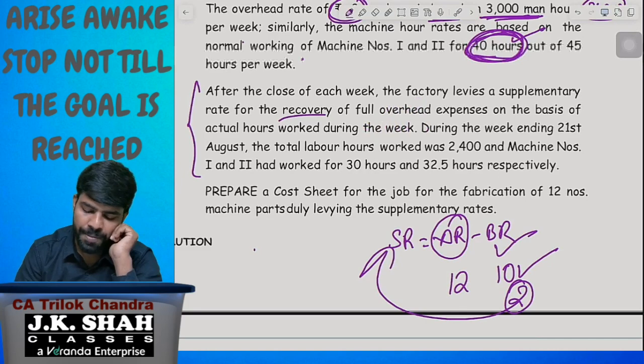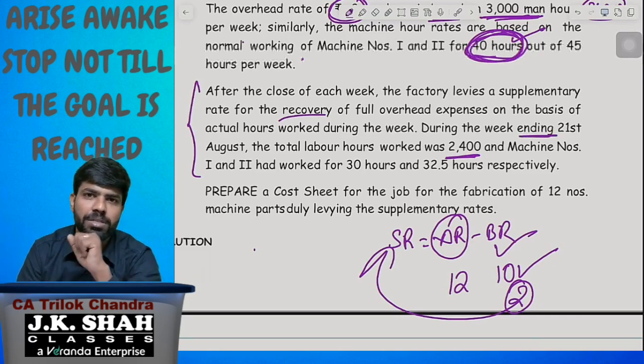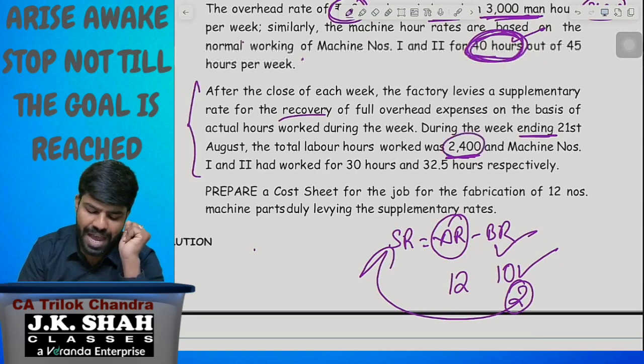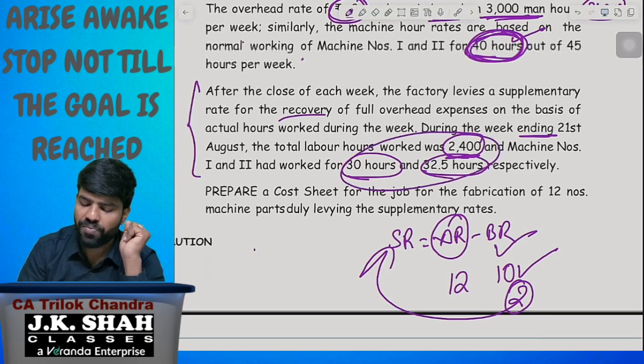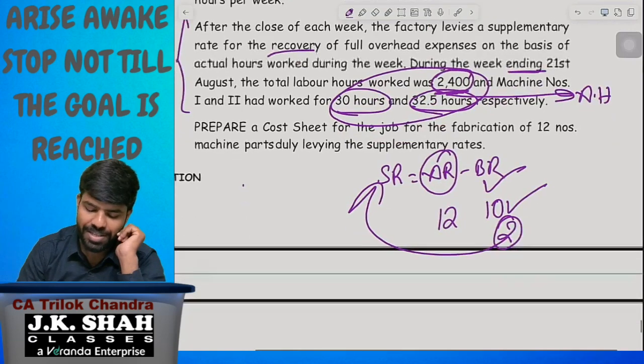Let me continue. During the week ending 21st August, the total labor hours worked 2,400. That means at the end of the period, they would know the actuals. The actual labor hours is 2,400. Actual machine 1 and machine 2 worked for 30 hours and 32.5 hours. These three pieces of information are the actual hours. First one is actual man hours, 2,400. Actual machine number 1 hours, 30. Actual machine number 2 hours, 32.5. Clear?